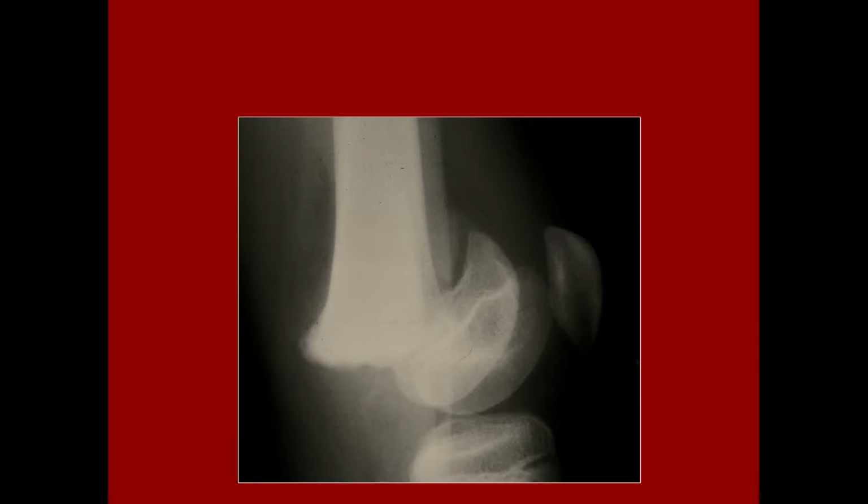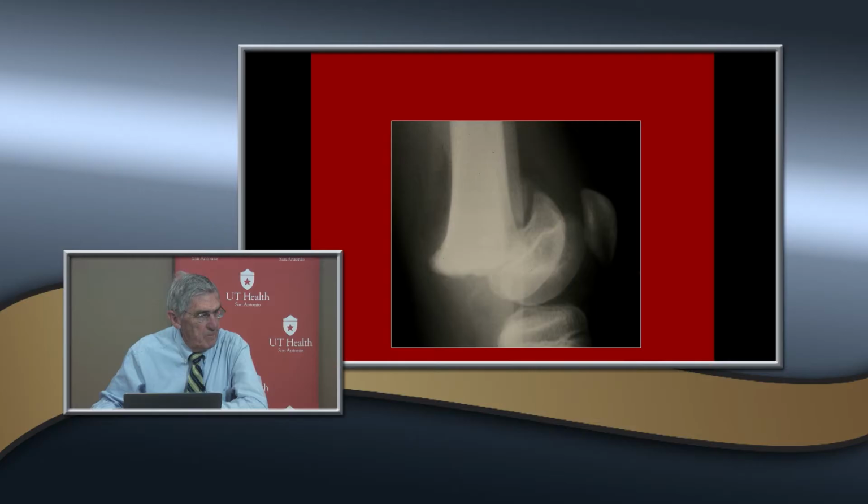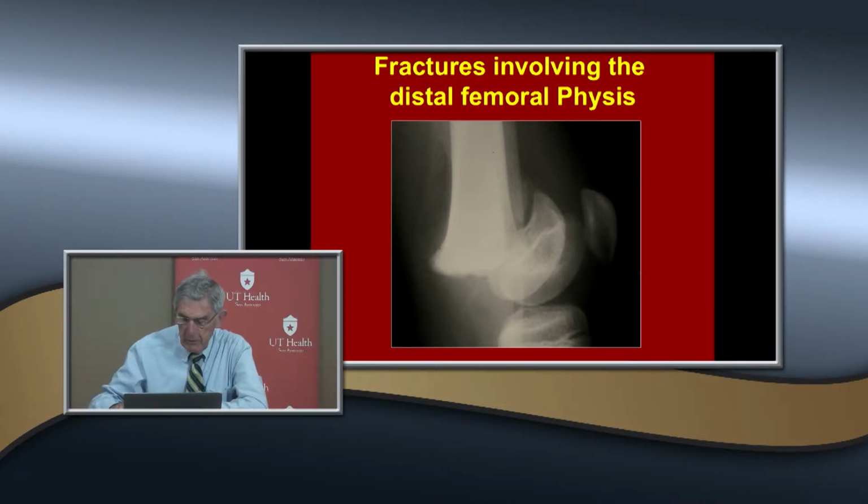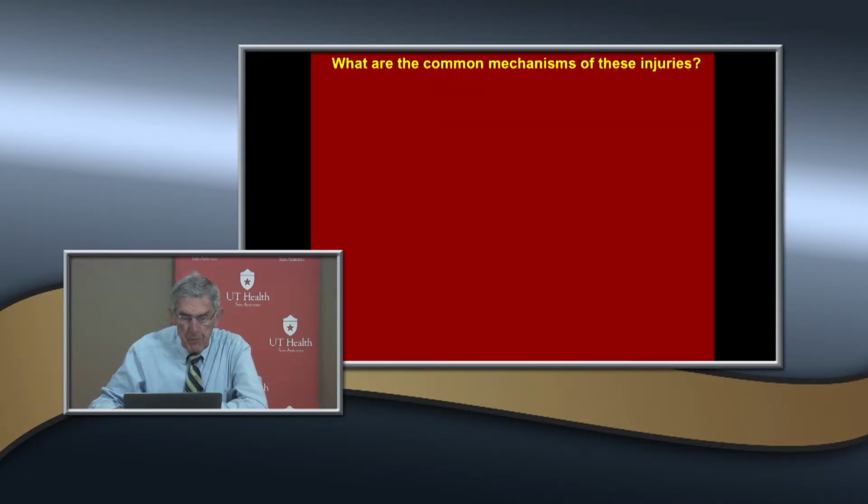Okay, now what kind of fracture is this? It looks like a Salter-Harris 1. Yeah, that's a Salter-Harris one. Where's the fracture line? Through the physis. That's right. We'll talk about the distal femoral physis. We've already talked about the metaphyseal fractures, but most of these occur in the physis.